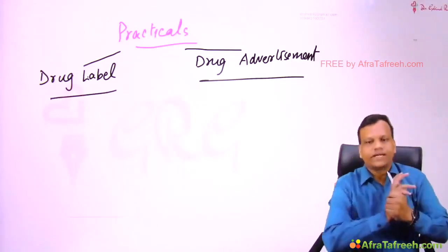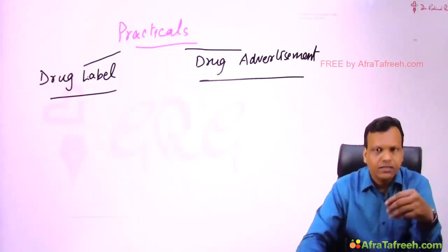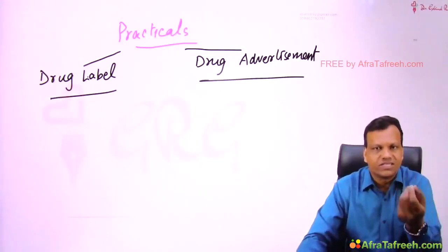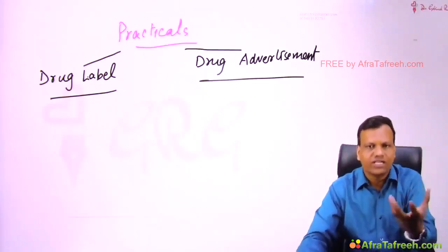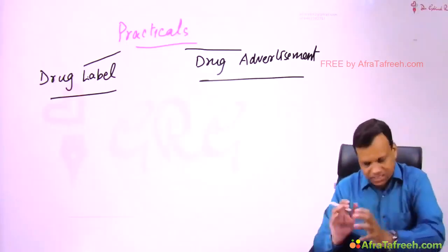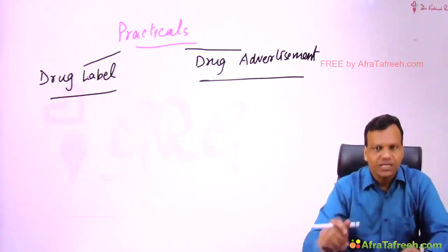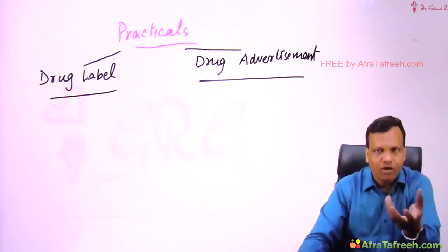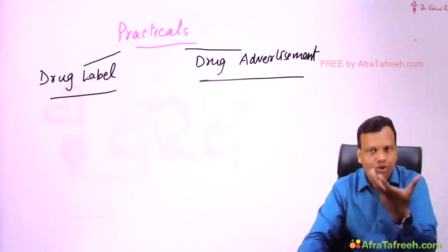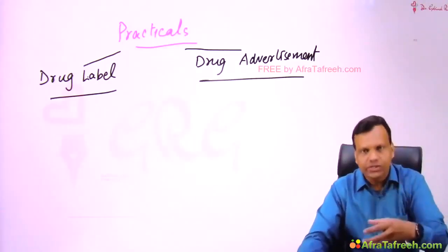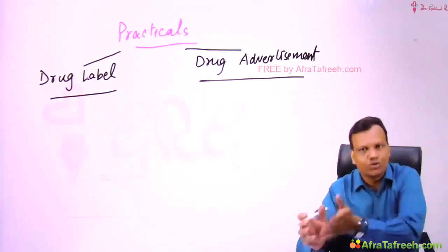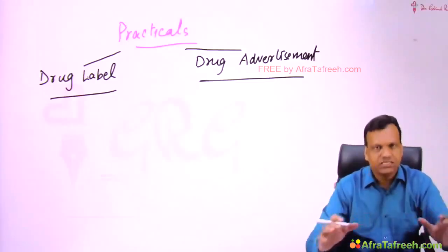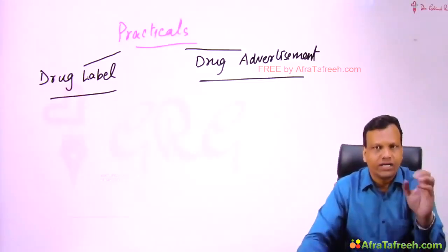In the first practical, the students are given a strip of the drug and they are asked what information is written on it and what is the meaning of that. In the second practical, drug advertisement, they will give a pamphlet of some drug advertisement, promotional drug literature, and you need to tell which is good in that, which is bad, which should be present, which should not be present. So we'll discuss these one by one, starting from drug label.